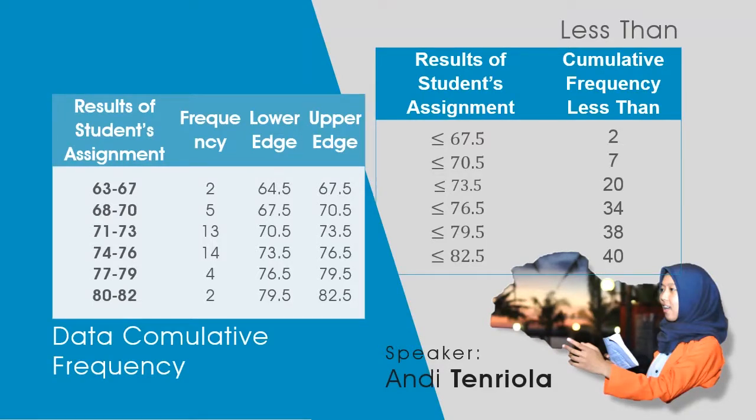And next, for the third class, we add the frequency in the first class, the second, and the third, which equals the cumulative frequency of the third class, which is 2 plus 5 plus 13 equals 20. And the last, we got 40 here because we add the frequency from the first table, which is 2 plus 5 plus 13 plus 14 plus 4 plus 2 equals 40.